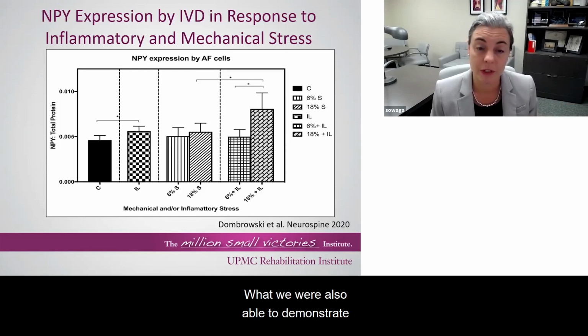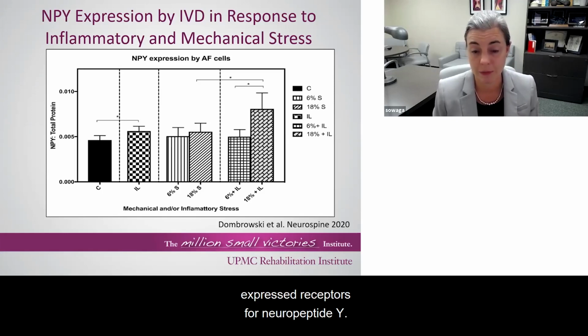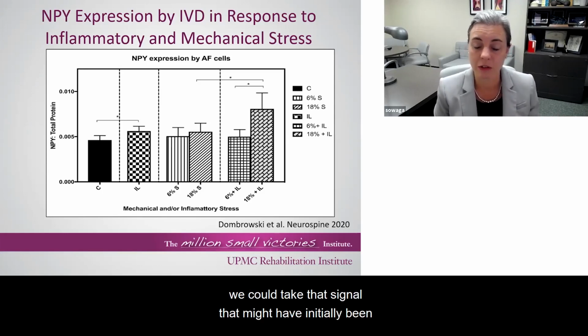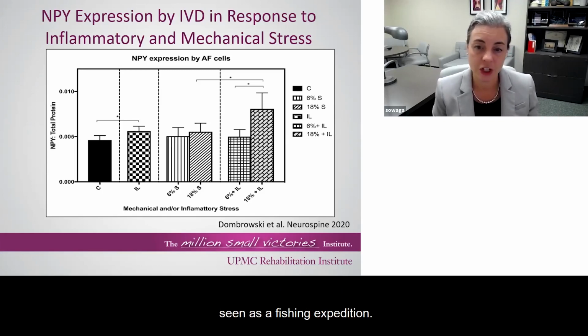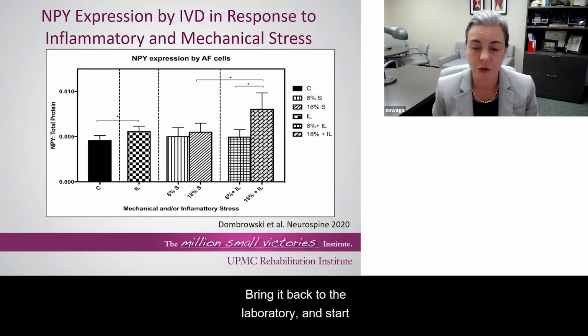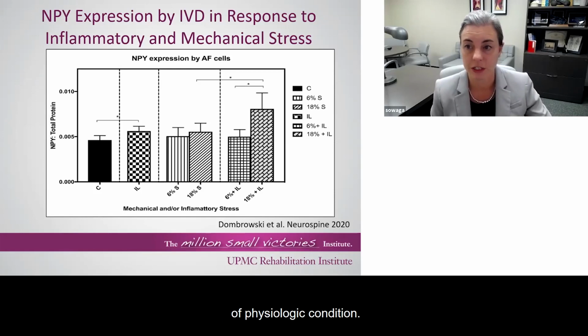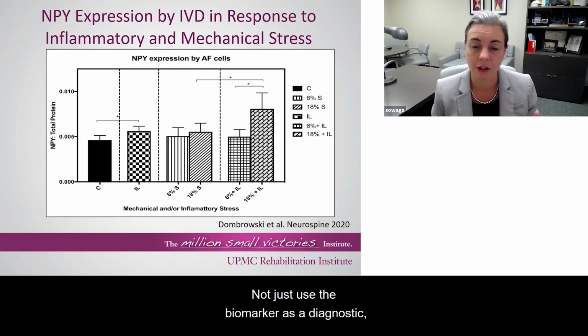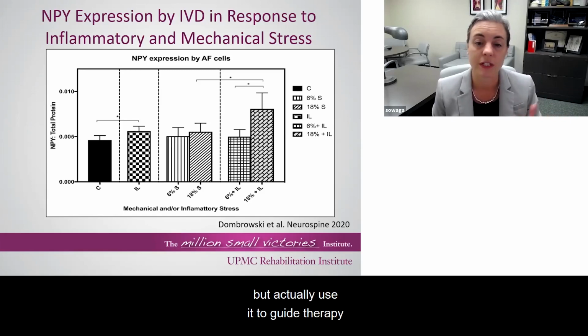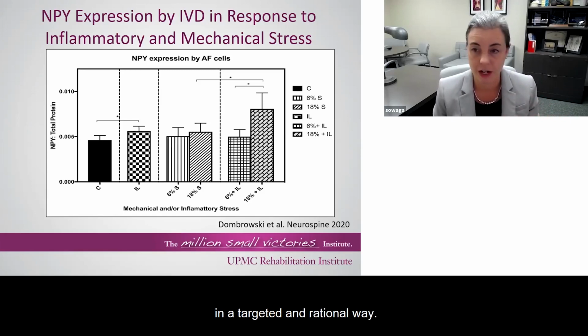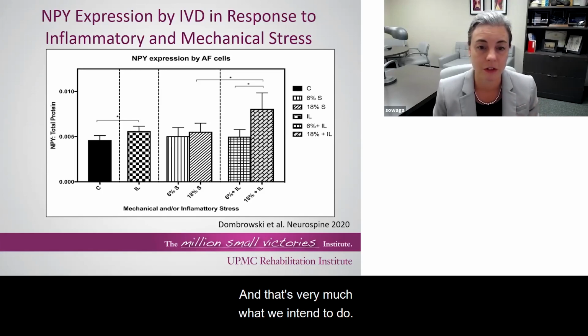What we were also able to demonstrate was that the annulus fibrosus also expressed receptors for neuropeptide Y. So this gives an example of how we could take that signal that might have initially been seen as a fishing expedition, bring it back to the laboratory and start to tease out some of the mechanisms that then will help guide us in terms of next steps, figuring out how we can now address this pathophysiologic condition, not just use the biomarker as a diagnostic, but actually use it to guide therapy in a targeted and rational way. And that's very much what we intend to do.